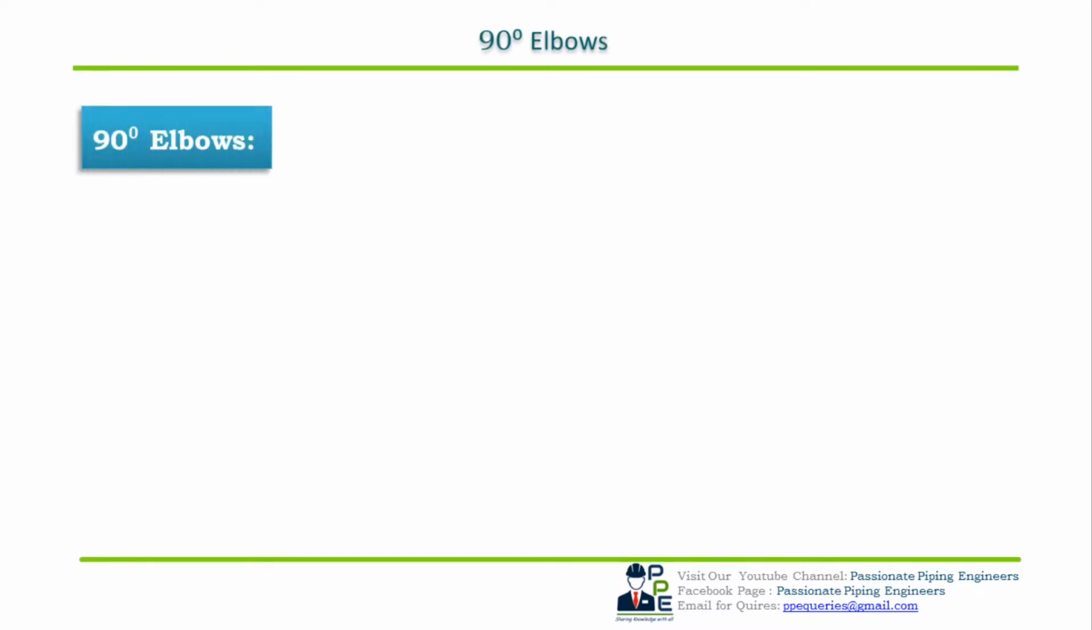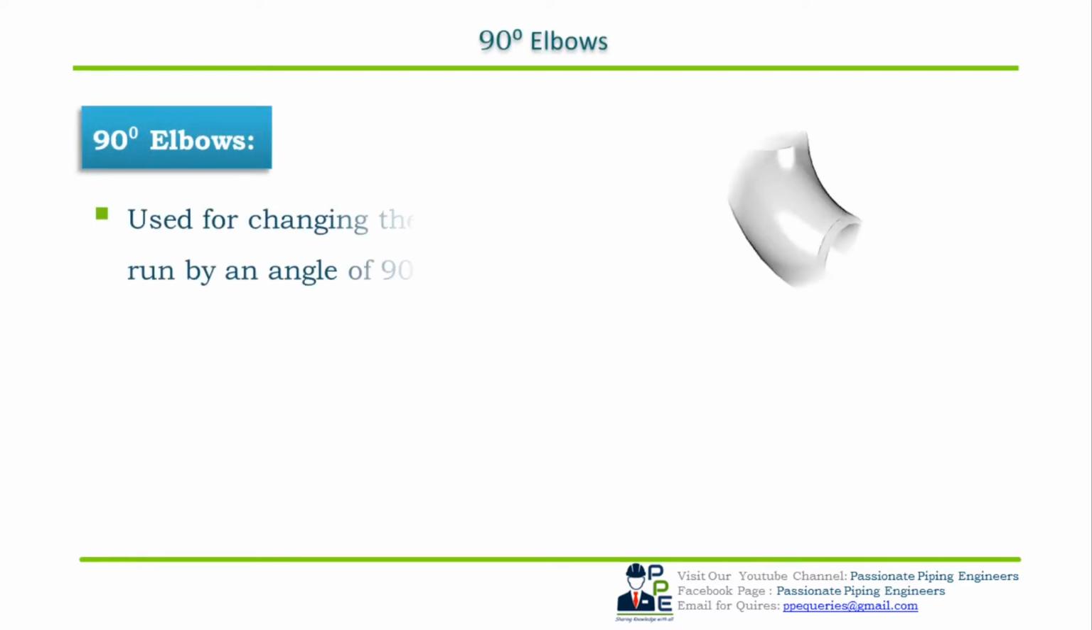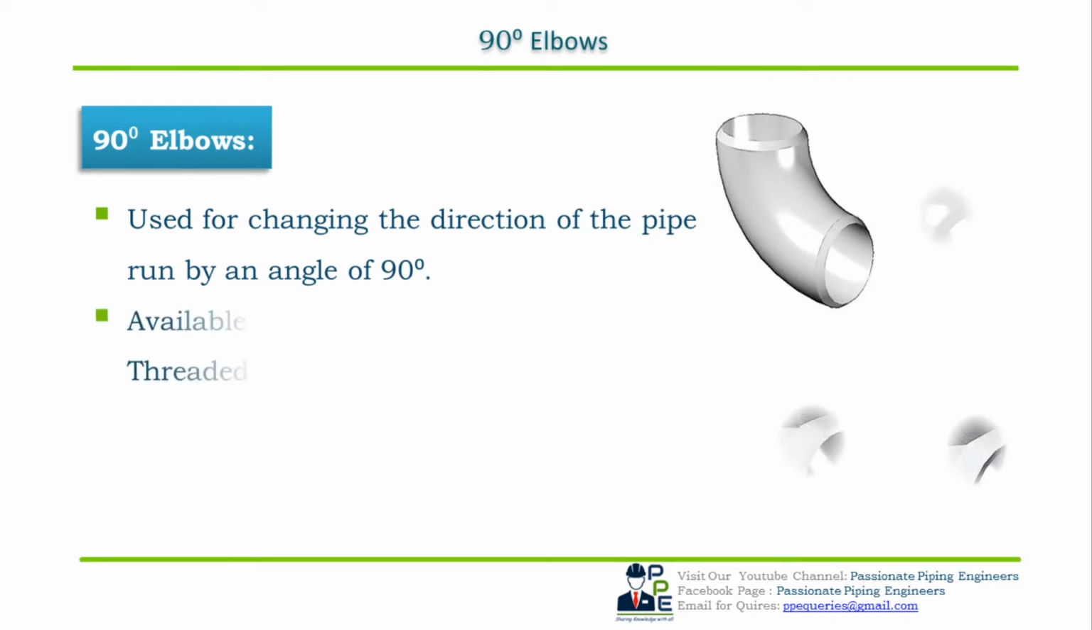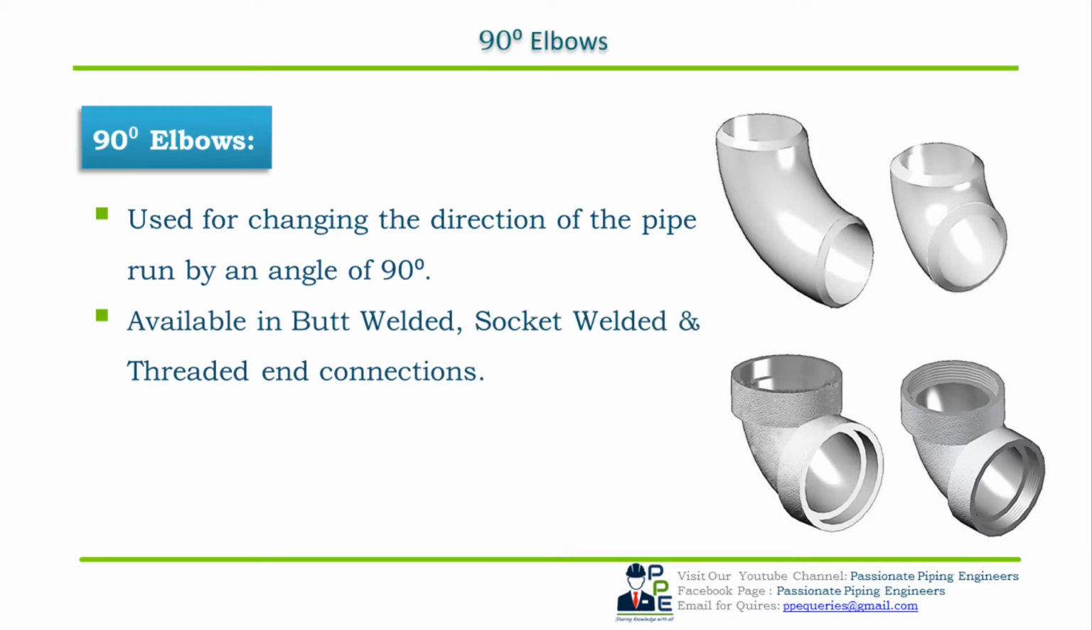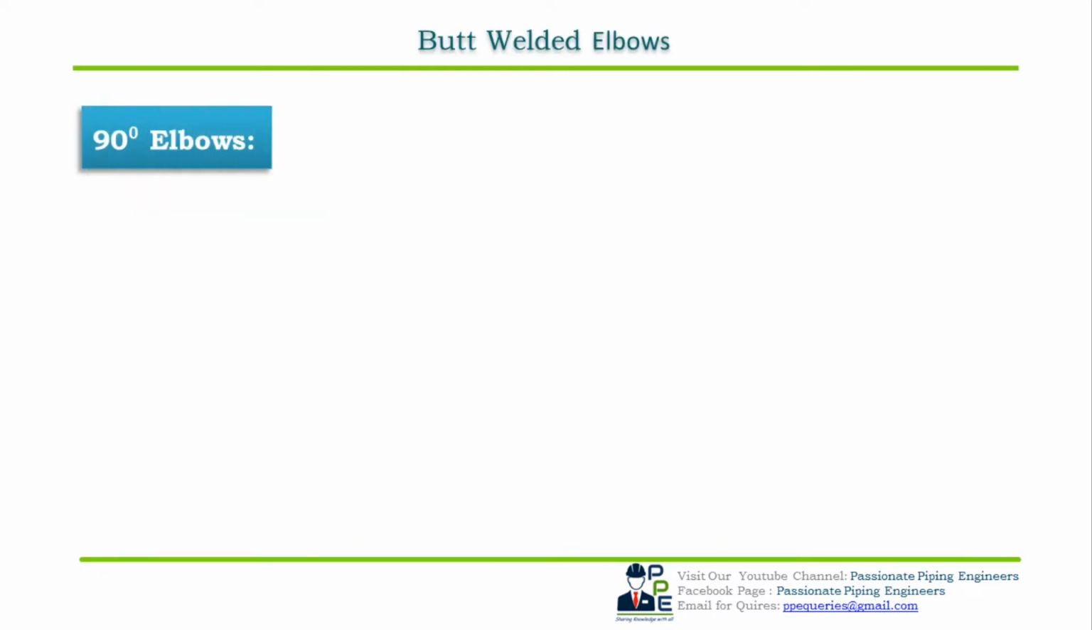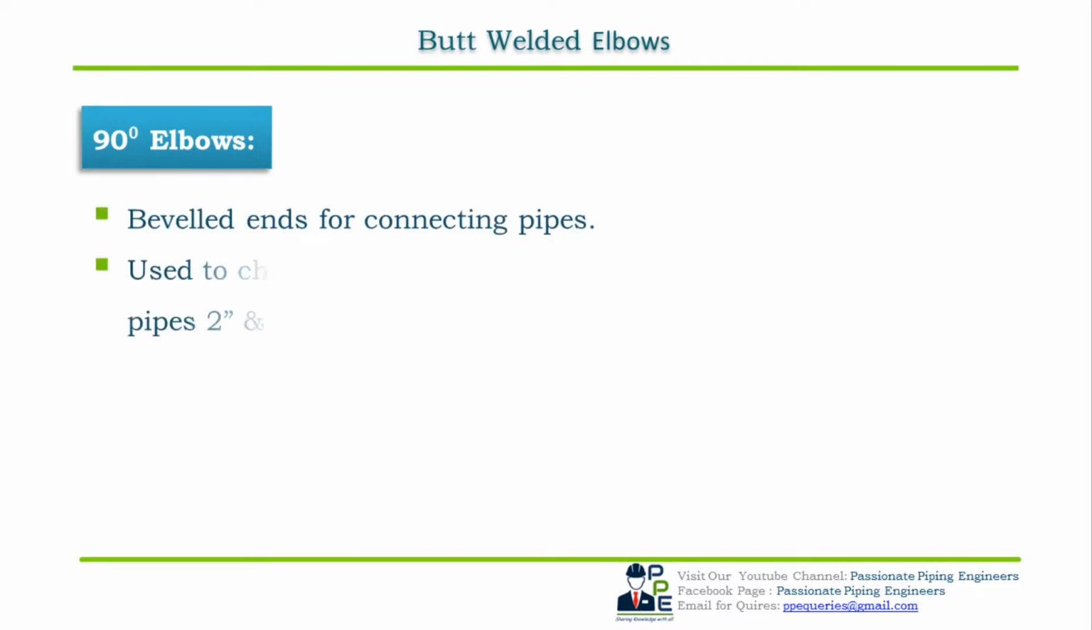90 degree elbows are used for changing the direction of the pipe run by 90 degree, which means the direction of flow of the fluid will be changed by 90 degree. 90 degree elbows are available in butt welded, socket welded, threaded or screwed end connections. Butt welded 90 degree elbows have bevel ends for connecting pipes. They are used to change the direction of large bore pipes, that is pipe sizes above 2-inch NPS.